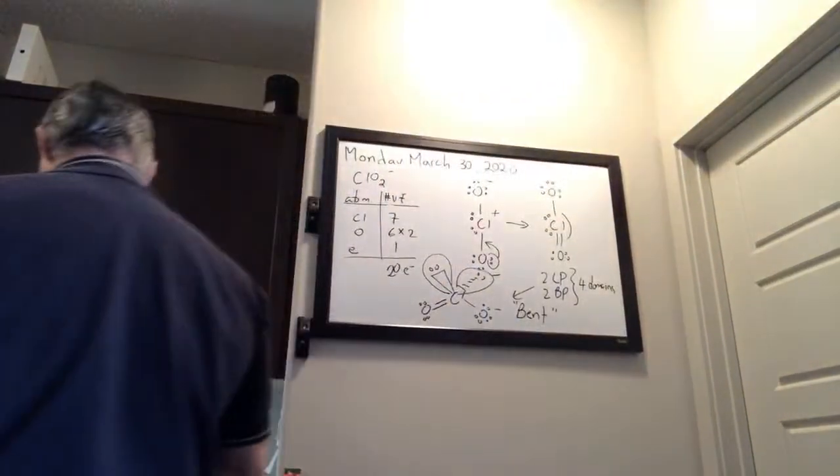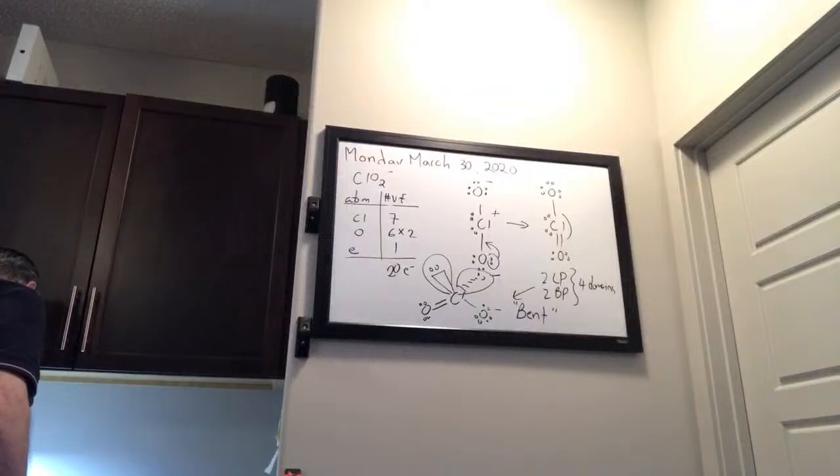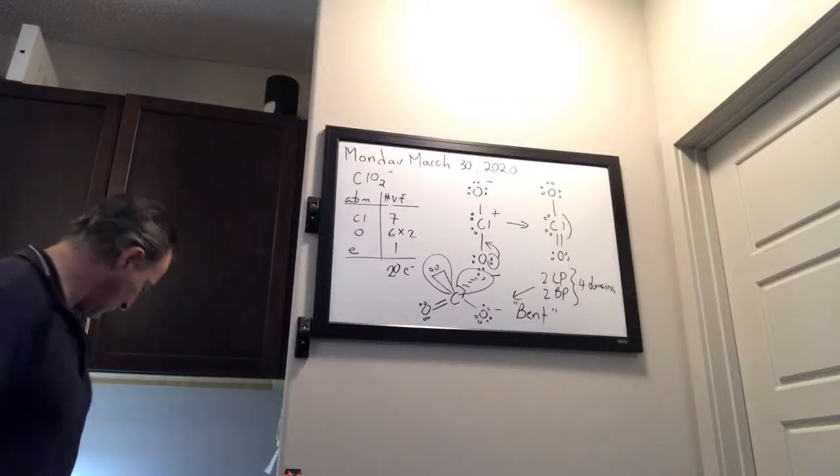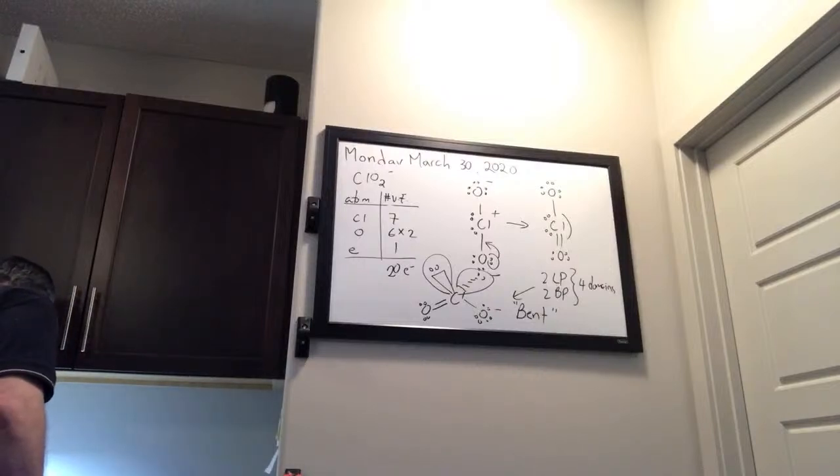There's a couple more I want to share with you, and then that'll be enough for today. Practice exercise on page 355, it says predict the electron domain geometry and molecular geometry of chlorine trifluoride and the iodine with 4 chlorines, ICl4 with a negative charge.